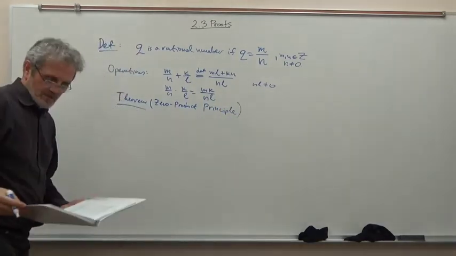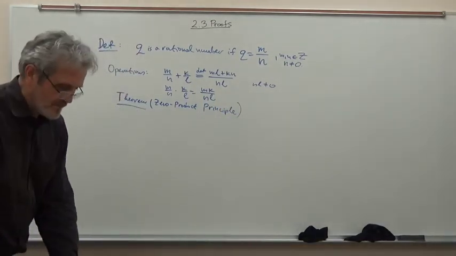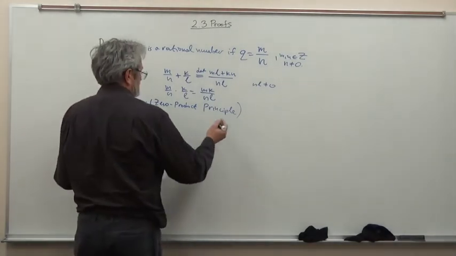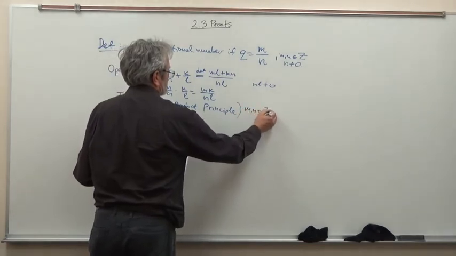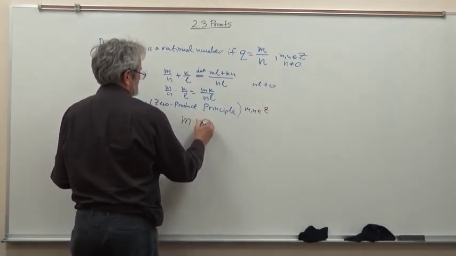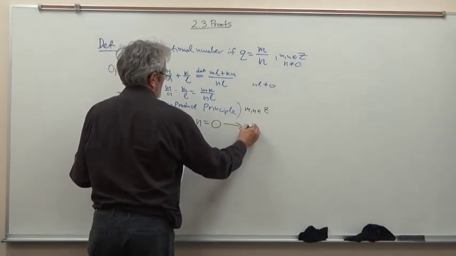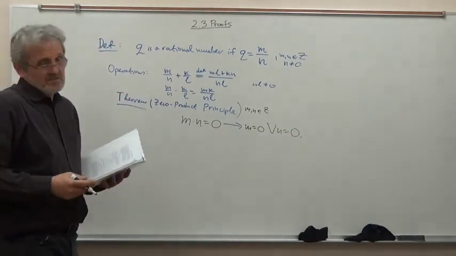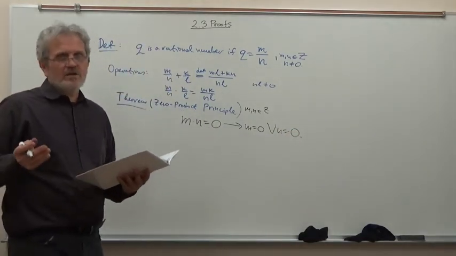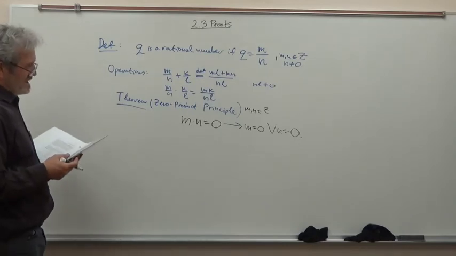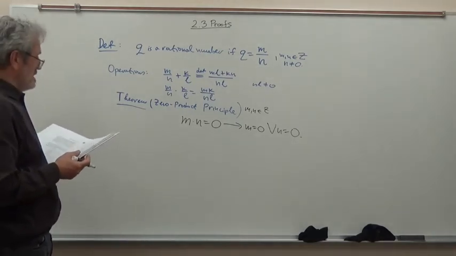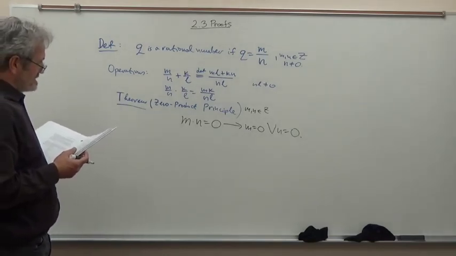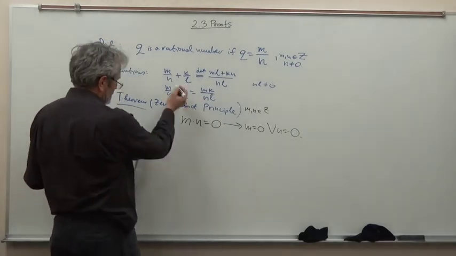Maybe it's better to use the black marker. Zero product principle says, for m and n integers, if the product of two integers is zero, then one of them must be zero. And that's the principle that you use all the time in algebra when you solve equations, this or that, but it's good to have it here explicitly stated if you forgot it or you never saw it before, because this is a very important principle for mathematics, and that's exactly what we used here.